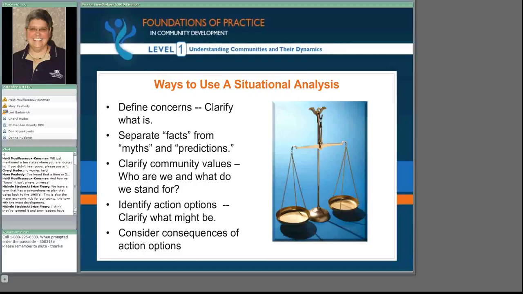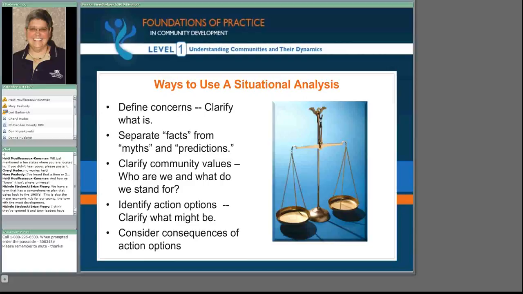A situational analysis can also be used to help a group clarify their values as a community. What is important to them? Who are we as a group of people who share a physical place? What do we stand for? What are the things that we value as a community? A situational analysis can also help us to identify some action options and consider the consequences of those action options.